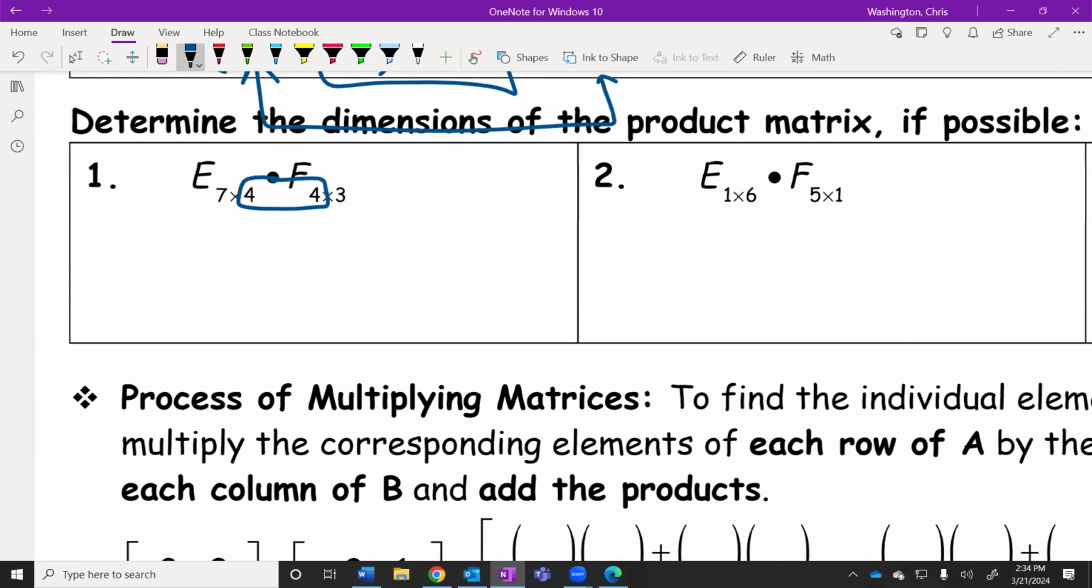So can we actually multiply E times F this time? Yes, it is actually possible to multiply E and F together. And what would the result of our matrix be? It would be a 7 by 3 matrix. Our answer matrix would be a 7 by 3 matrix.